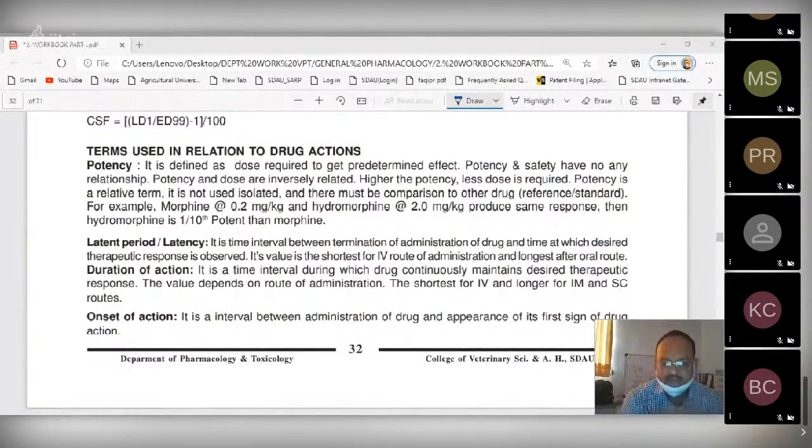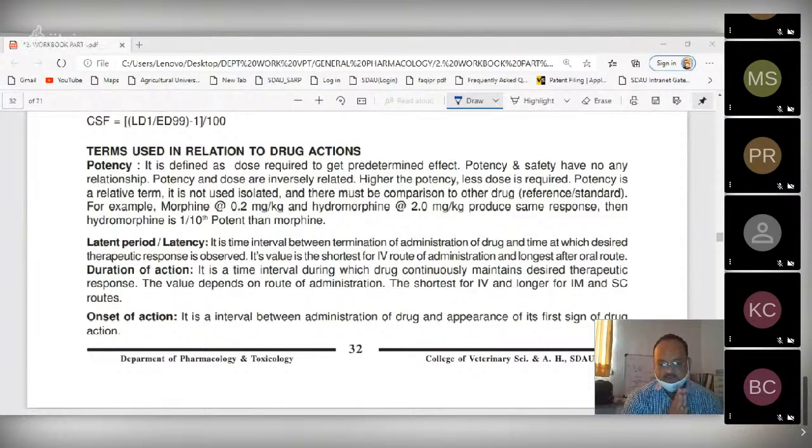So you cannot find any relationship that if potency increases then safety decreases, or if potency decreases then safety increases, or that there is an exponential or any mathematical relationship between potency and safety. It's not like that. So there is no relationship between potency and safety.